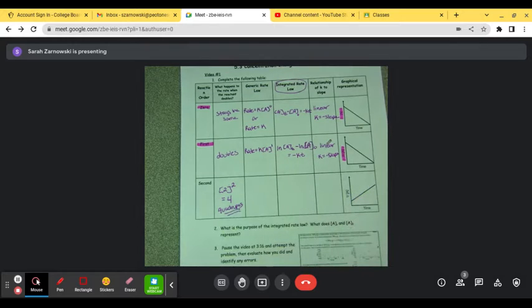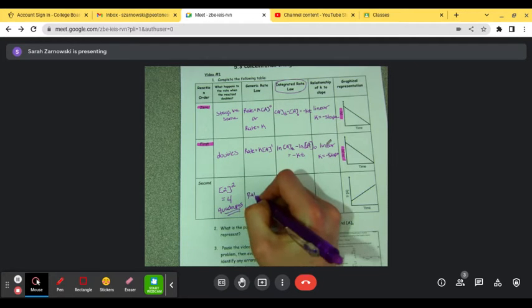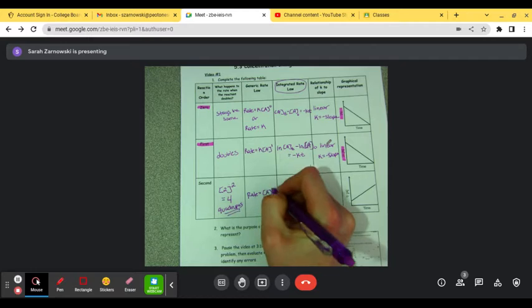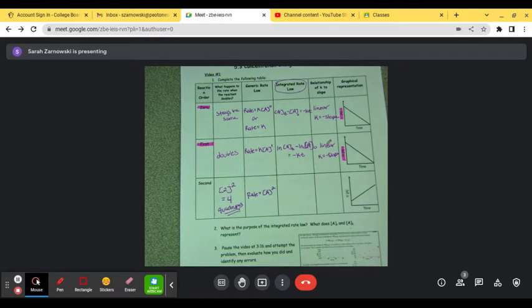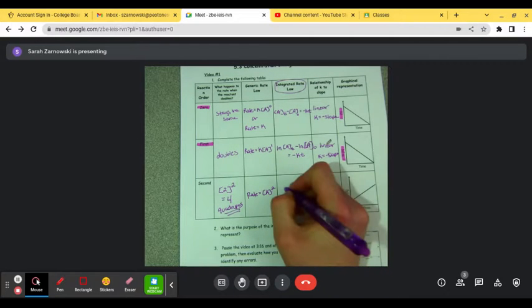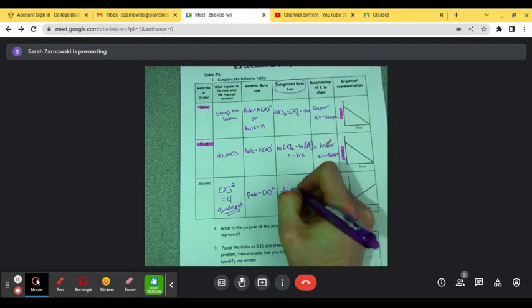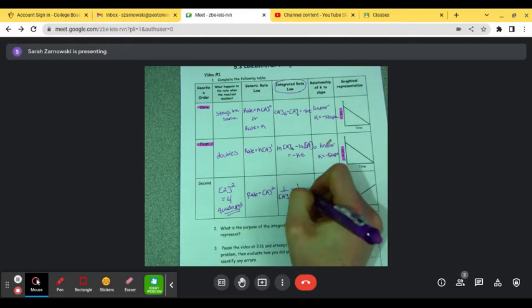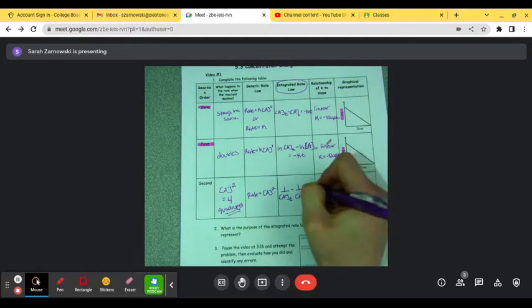Okay. So then rate for this equals k times A squared. And then the integrated law for the graph is 1 over the concentration of A at time t minus 1 over the initial concentration of A equals kt.